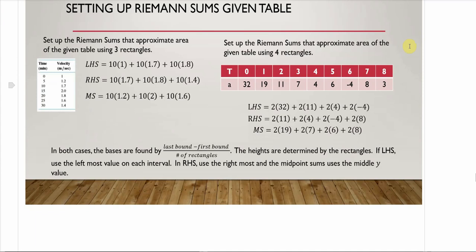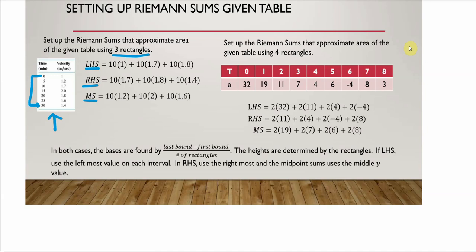Well, what I did here is I gave you the tables, and they're going to ask you to set up some Riemann sums. We're going to have the left-hand sums, the right-hand sums, and the midpoint sums of this table. And they're going to ask you to go from, I don't know, 0 to 30, and they're going to tell you how many rectangles. In this case, they're saying 3 rectangles.